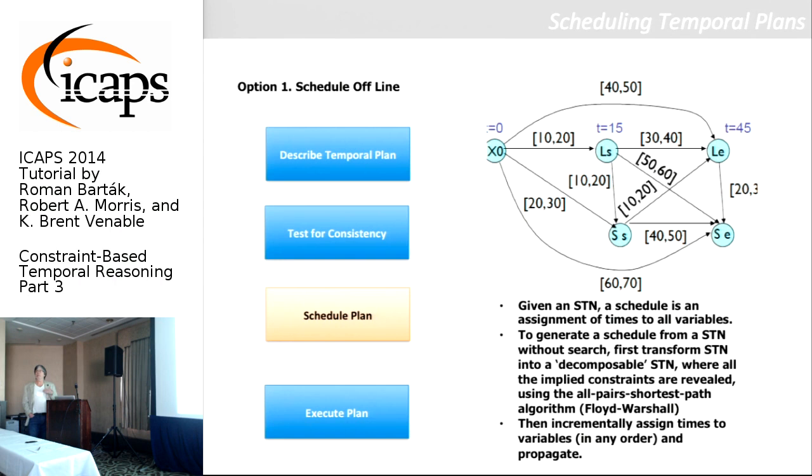So for example, you can choose x0 to be 0, then propagate forward to the adjacent nodes, and then you could, let's say, assign a variable to 15, and then propagate, and so on. And again, it doesn't matter the order. Once the all-pair shortest path algorithm has been applied to the original network, it doesn't matter the order in which you assign, you can generate a feasible schedule. Assuming that the initial graph is feasible, then you can generate a feasible plan. So that's what it means to schedule a flexible plan.